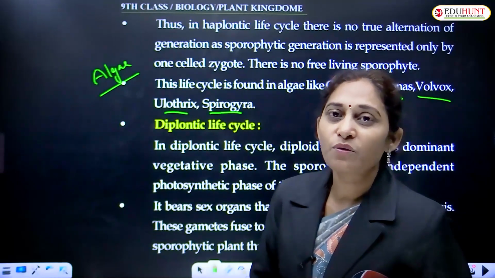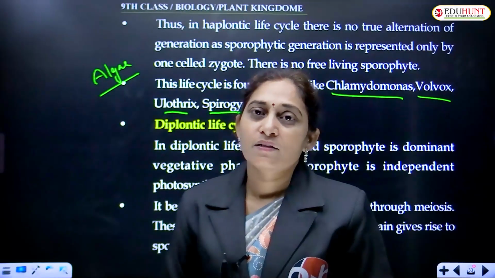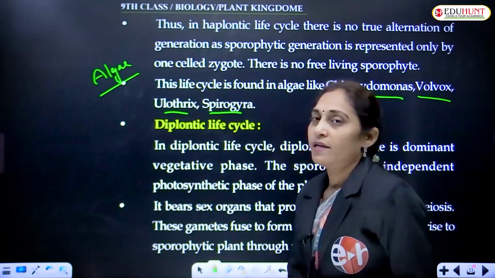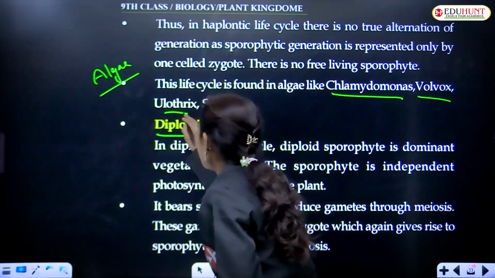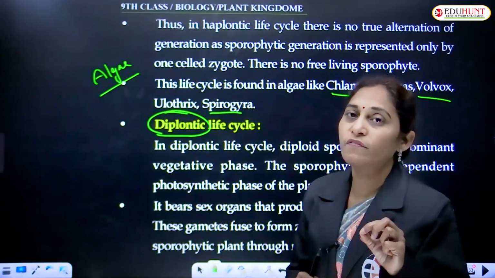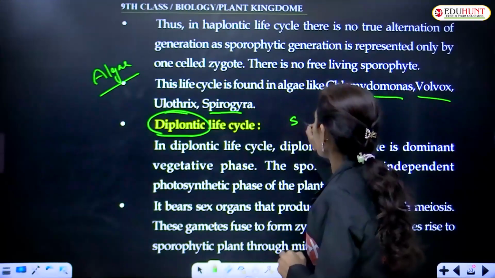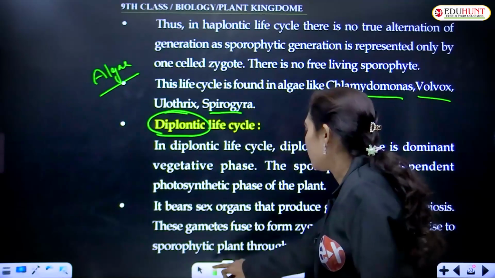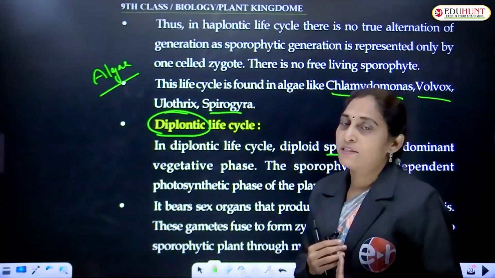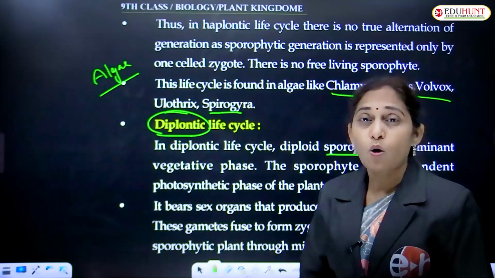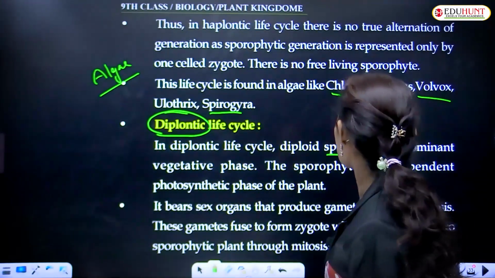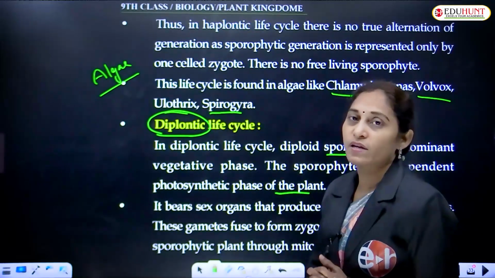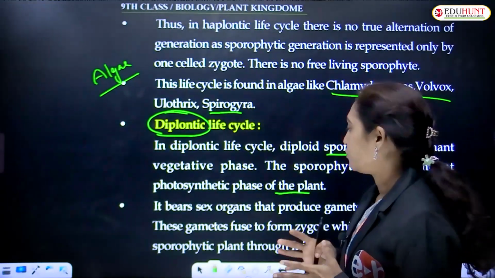In this session, we are going to discuss the next life cycle type, that is the diplontic life cycle. In the diplontic life cycle, the name itself indicates the diploid phase, that is the sporophytic phase. Yes, the sporophytic phase is dominant over the haploid phase. Even the vegetative phase occurs in the diploid phase, and the sporophyte is the independent photosynthetic phase of the plant, as we have seen in higher angiospermic plants.